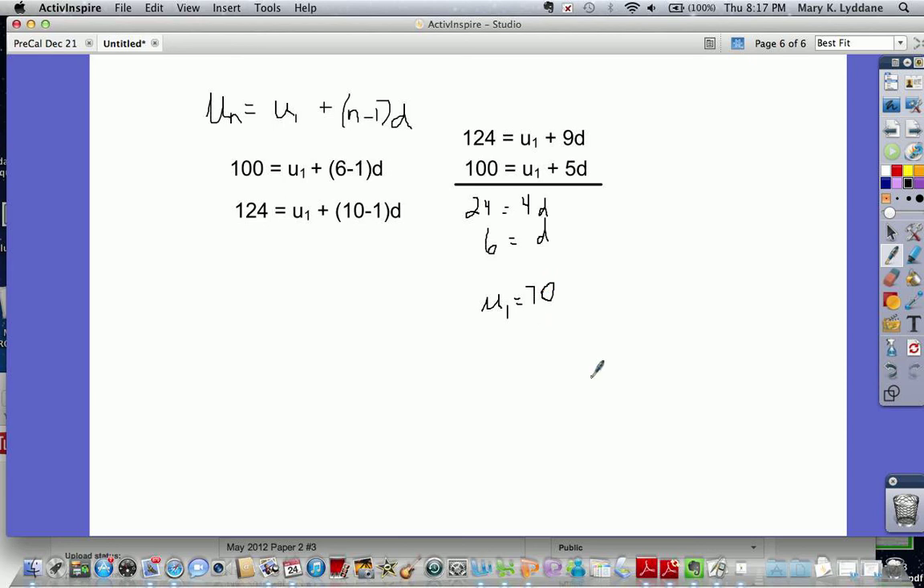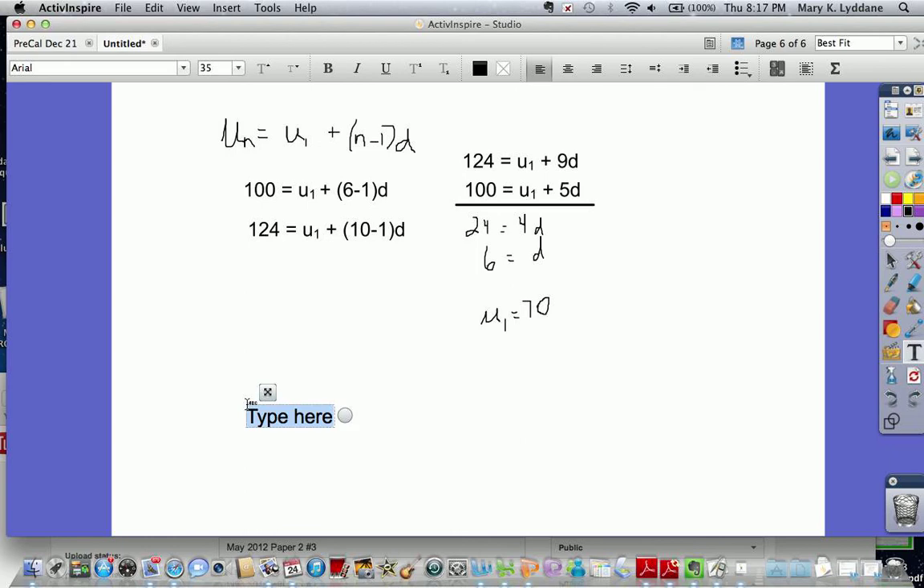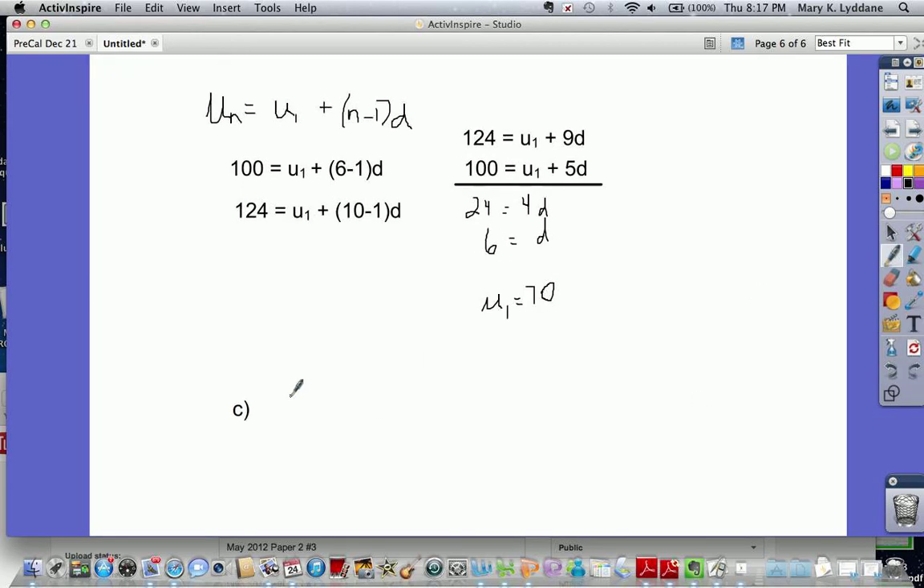Okay, then in part C, we are asked to find the sum, the total number of seats. So we need to remember the formula for the sum of an arithmetic sequence, and that formula is on your formula sheet. We're going to do the sum of the first 20 rows. Well, that's all of them. There are only 20. How many rows do we have? We have 20 rows. So that's n, the total number, 20, divided by 2. Always divided by 2. That's just the way the formula is. So it's kind of like the average of the first term and the last term.